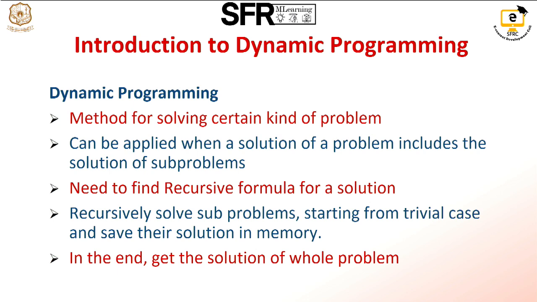Dynamic programming is a method for solving certain kinds of problems, and it can be applied when the solution of a problem includes the solution of a subproblem. That is, when we find a solution for a small subproblem, that result can be applied to the major problem. Here we have to find a recursive formula for the solution. Then, starting from a trivial case, we recursively solve subproblems and save their solutions in memory. It is essential. Finally, we get the solution for the whole problem.